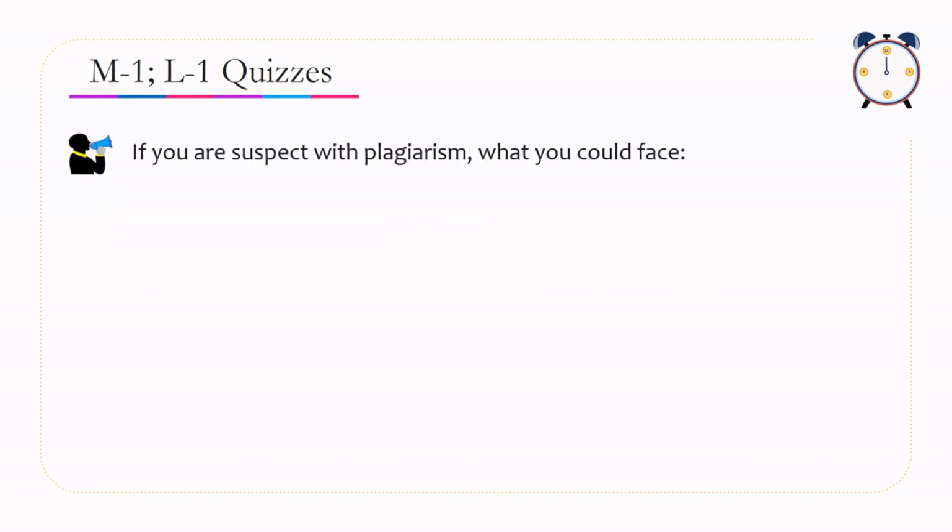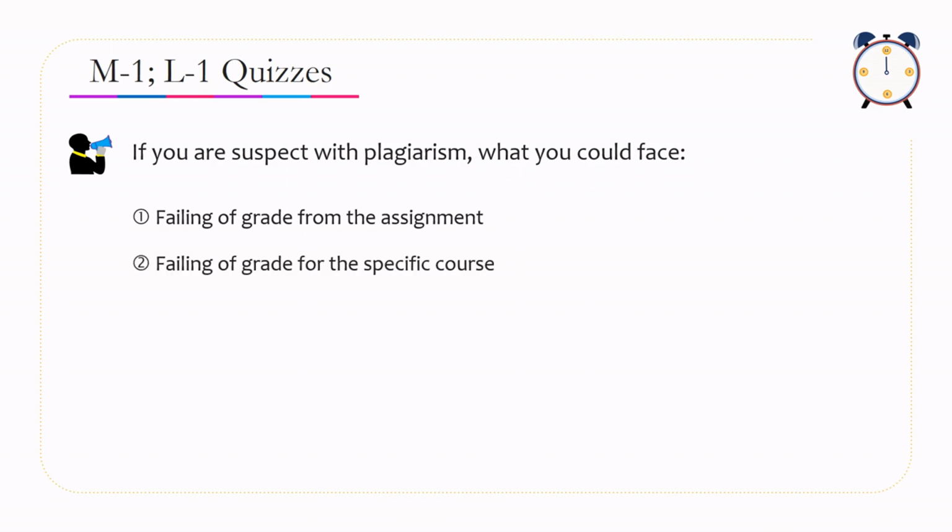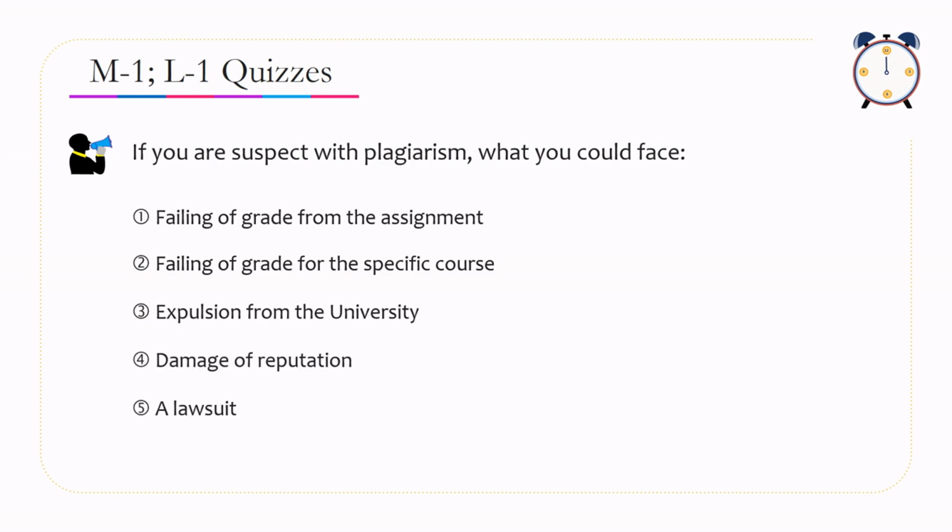Next question. If you are suspected of plagiarism, what could you face? The options are 1. Failing grade for the assignment. 2. Failing grade for the specific course. 3. Expulsion from the university. 4. Damage of reputation. 5. A lawsuit. 6. All of the above. Your time starts now. Which one is right? The right answer is option 6, all of the above.